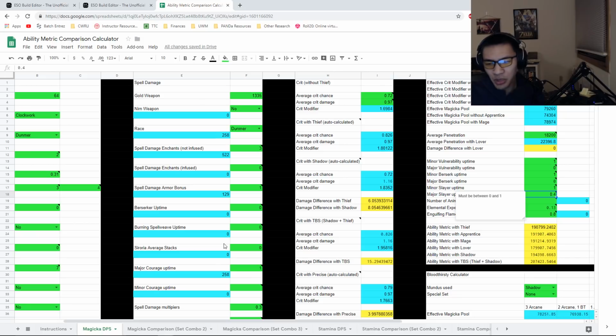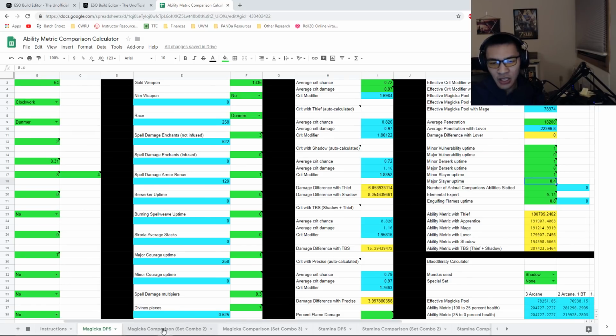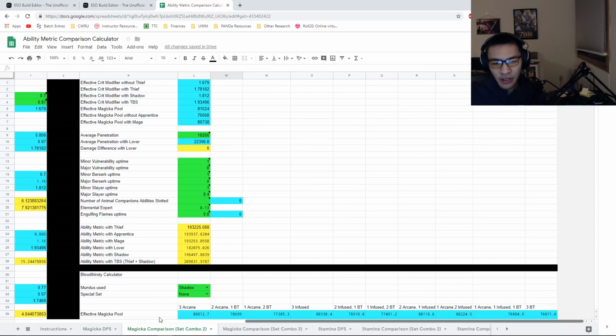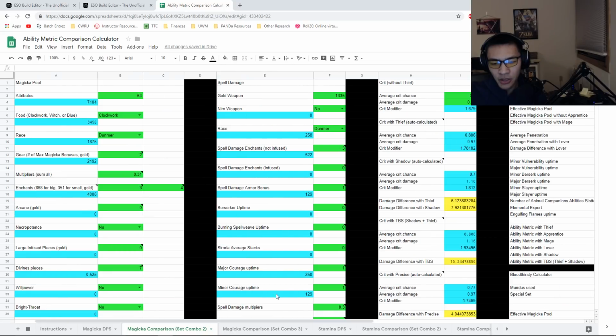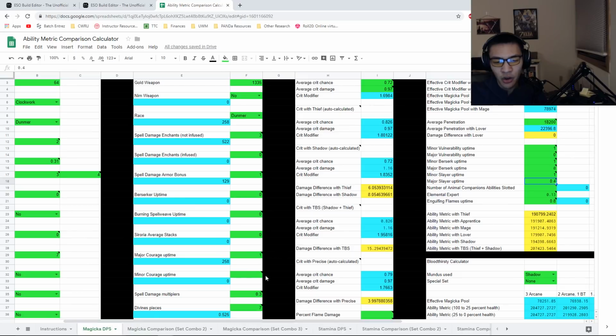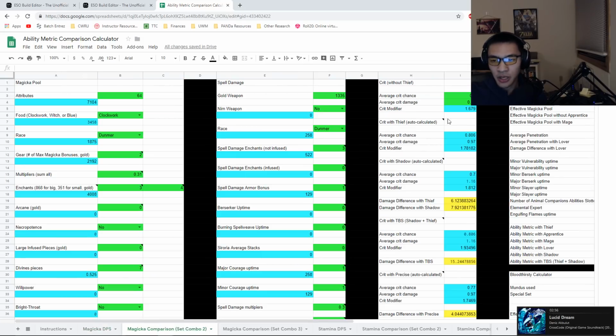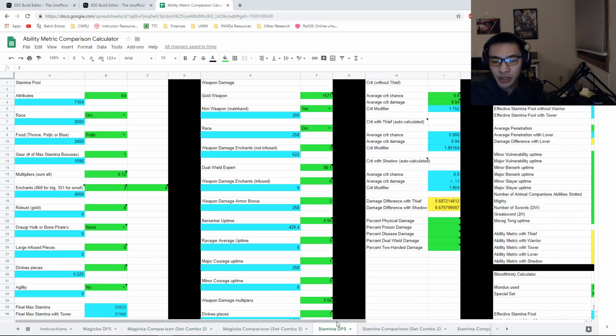So everything here pretty much is exactly the same on the second sheet here. The only difference is the inclusion of Minor Courage here. It's a 100% uptime, versus on our first sheet here where we have no uptime on Minor Courage. So this will give us a good, exact comparison of the difference in ability metric once we have our Minor Courage for magic DPS. And we did the exact same thing over here with stamina DPS.